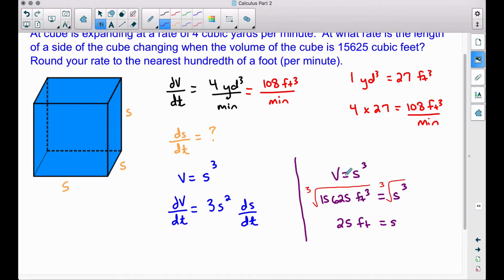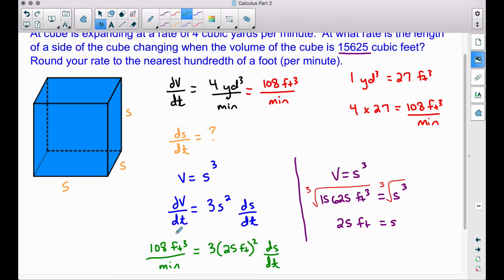So going back to our volume problem, at a particular instance when we're trying to find dS/dt, the rate of change of the length of a side of the cube, we had this instance when the volume of the cube is 15,625 cubic feet. So going back to our formula, volume equals S cubed. We have a particular instance when the volume is 15,625 cubic feet. That's going to be equal to our side cubed. Therefore, if we take the cube root of both sides, we have a side length of 25 feet. That's going to be our side measurement at the instance when our volume is 15,625 cubic feet.